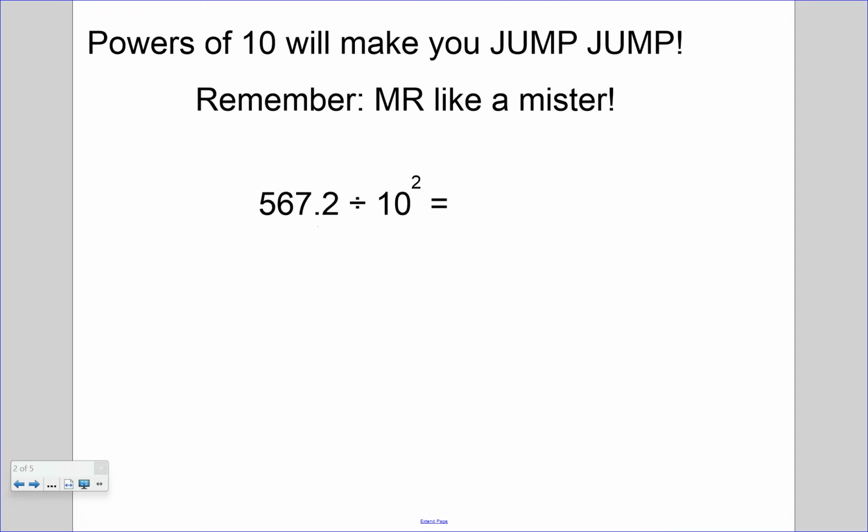Let's look at this one. Powers of 10 will make you jump, jump. So I'm going to start with 567 2/10. That decimal point is going to move. The division symbol, it's not multiplication, it's the opposite. So instead of going to the right, we're going to go to the left.